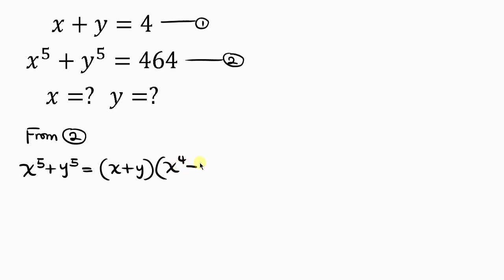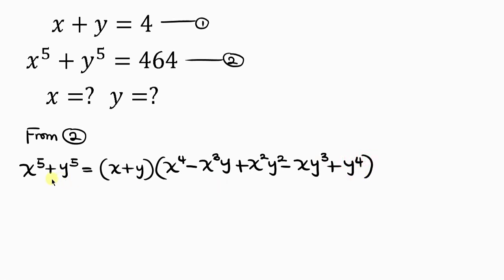Minus, now power of x decreases to 3, then power of y increases to 1. Plus, power of x decreases to 2, power of y increases to 2. Minus, power of x decreases to 1, power of y increases to 3. And lastly, power of x decreases to 0, making it 1, while the power of y increases to 4.